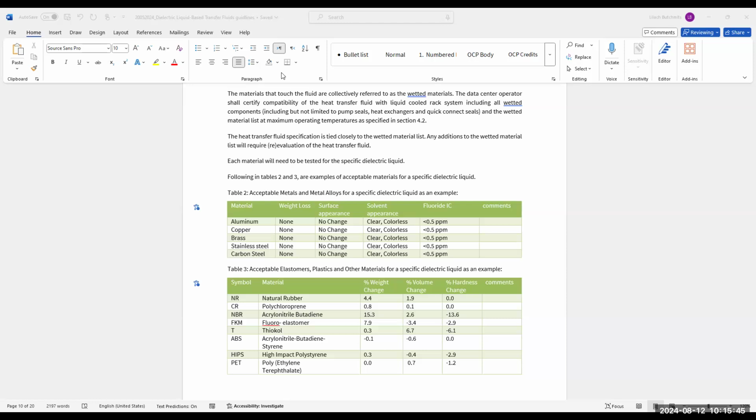For table two in the metals, you've got weight loss is none. Is that realistic? I mean, you wouldn't even see a milligram weight loss? Yes, none. This is very realistic in most of the liquids we have tested to date. Okay.